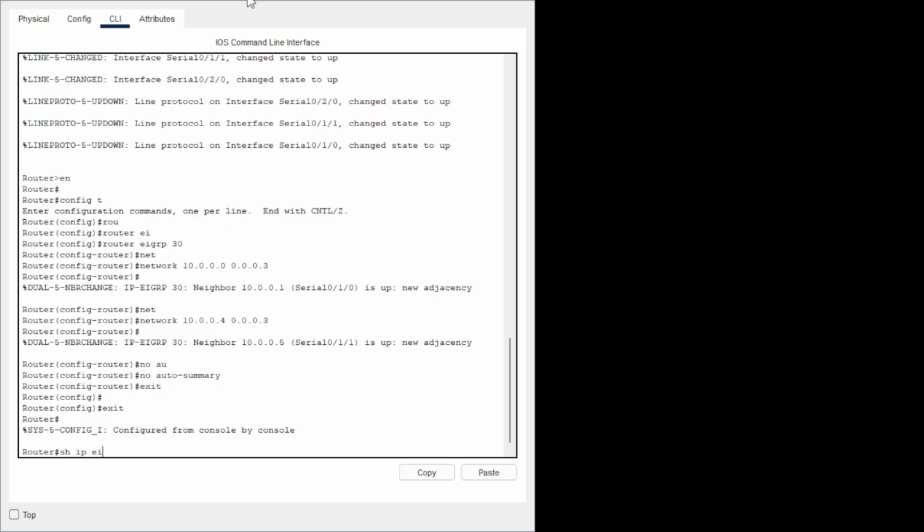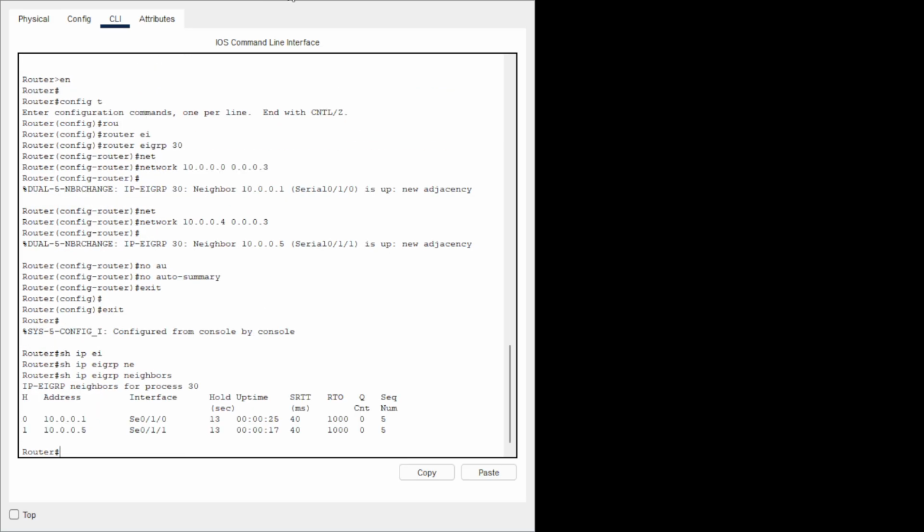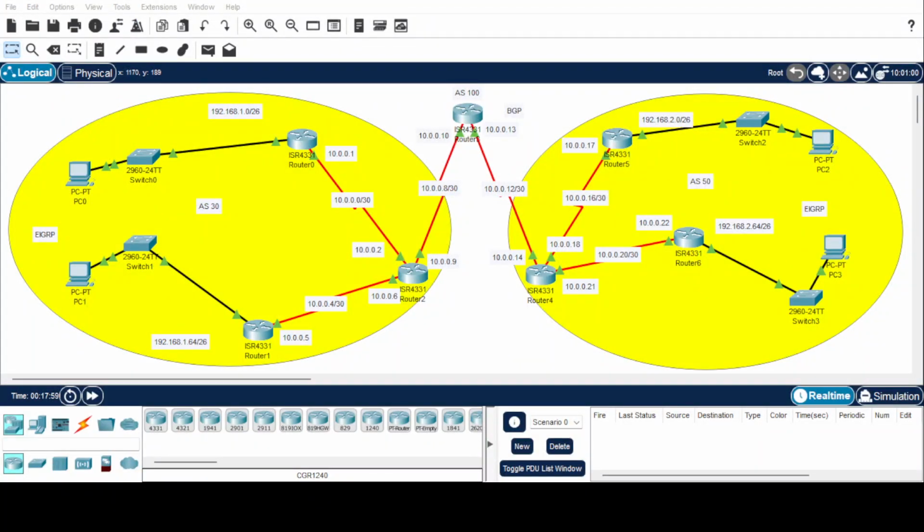Show IP EIGRP neighbors. It has two neighbors, 10.0.0.1 and 10.0.0.5. So that means our neighborship has been created.